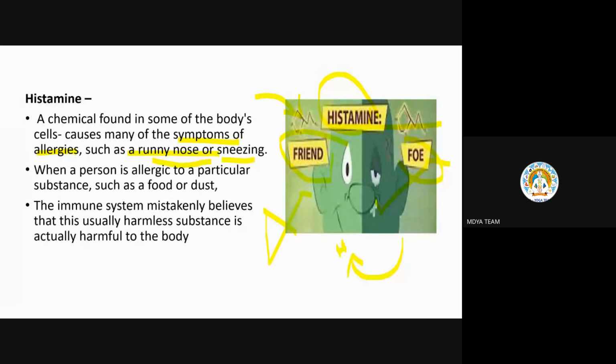Hopefully this slide is clear to everyone. If there is some problem, you can ask. Yes, ma'am. Clear. Okay. The main thing in this is histamine only, so this needs to be understood very properly.